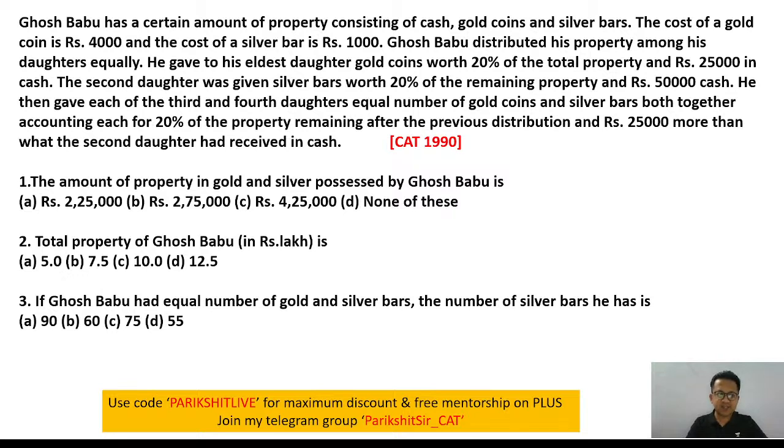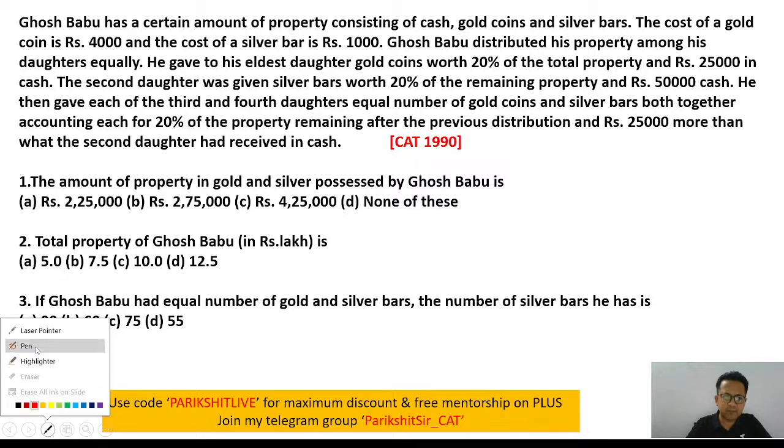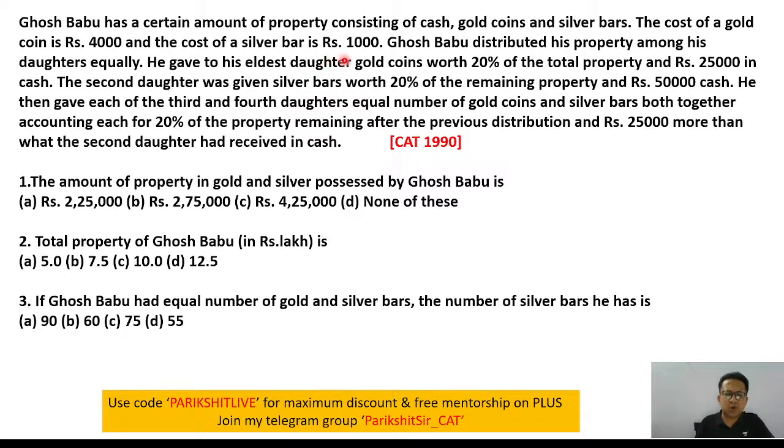Please read the case, and this is from the CAT 1990 paper. Let's take up the first case then. Ghosh Babu has a certain amount of property consisting of cash, gold coins, and silver bars. The cost of a gold coin is rupees 4,000, and the cost of a silver bar is rupees 1,000. So if you are reading it, the guy has got three things: cash, gold, and silver. And then they are giving you the cost of one gold coin and the cost of one silver bar.